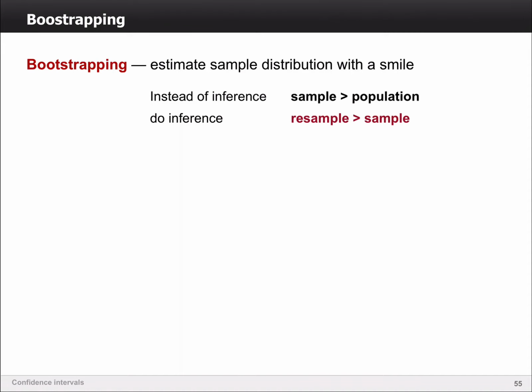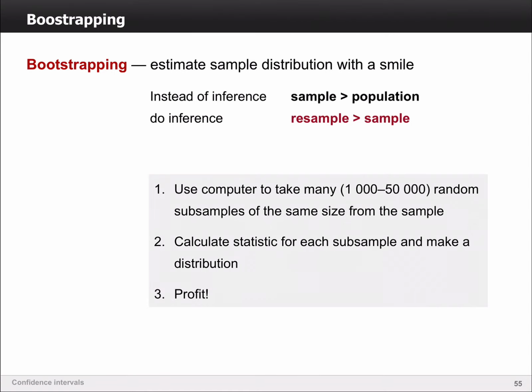The idea is the following. Instead of making inference from the sample to the population, you make inference from the resample to the sample. The sample is everything you know about the population. It came from the population, and we assume it's at least random and representative. So let's take many subsamples from this sample and use these subsamples to make a distribution. That's the procedure. Use a computer to take many, meaning thousands of, random subsamples of the same size from your sample. Calculate a statistic for every subsample and make a distribution.